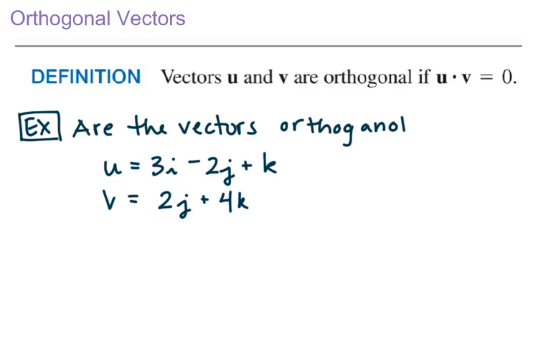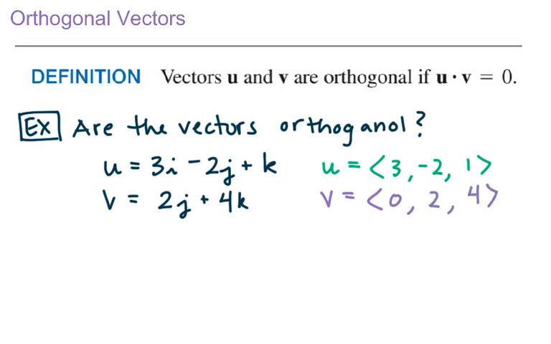Here we're asked to find, are the two vectors orthogonal? We are given the vector u, which equals 3i minus 2j plus k, and v equals 2j plus 4k. So this is the same as u equals <3, -2, 1> and v equals <0, 2, 4>.